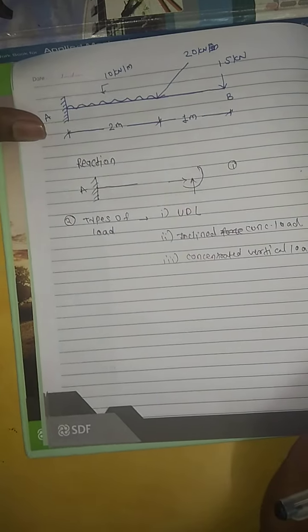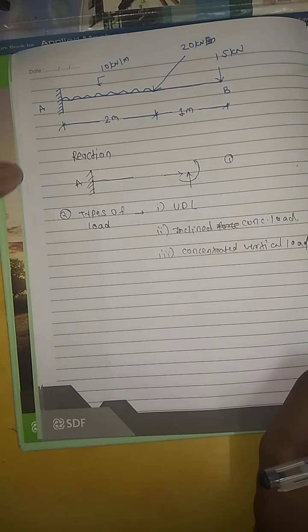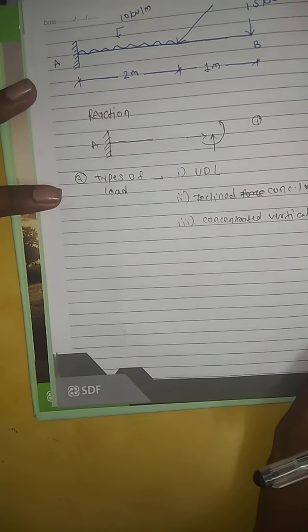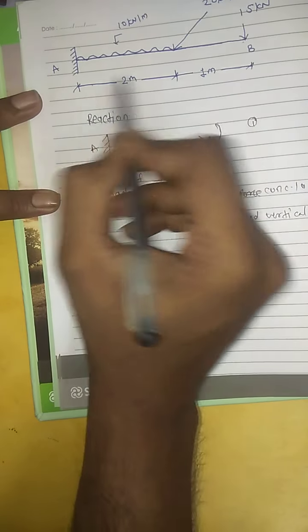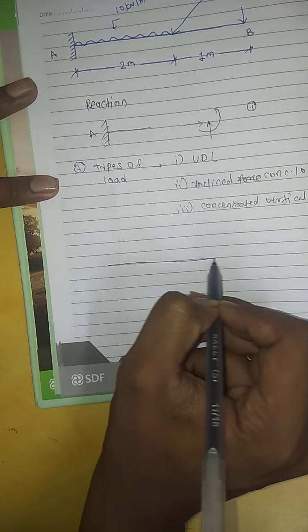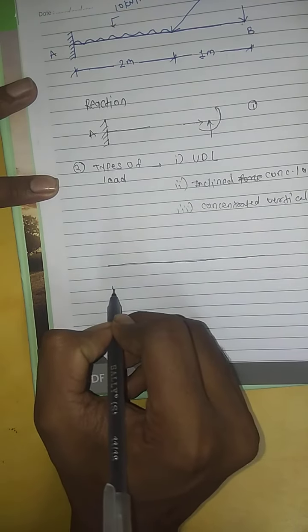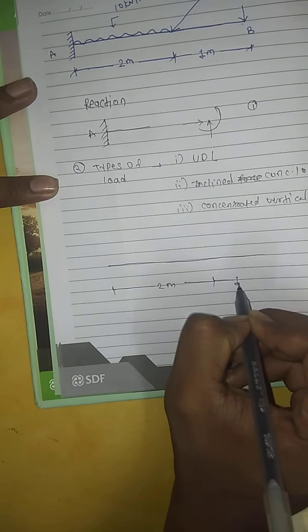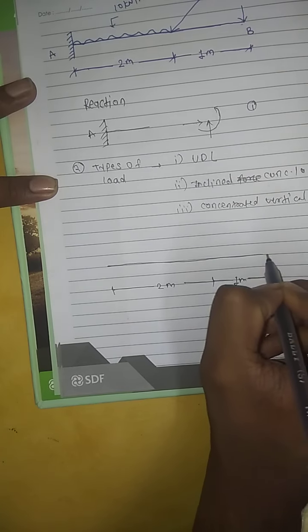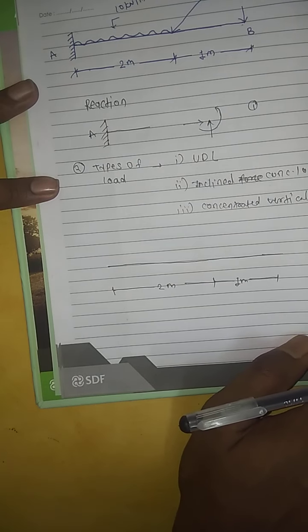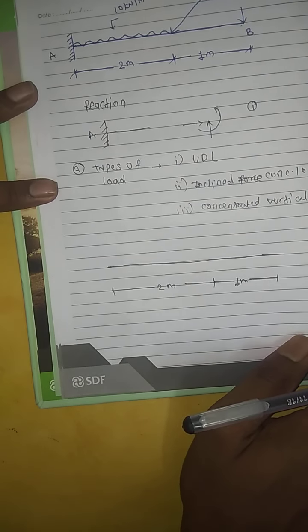No problem. So what we need to do here is to draw the free body diagram. Okay, so let's start. First draw this 3 meter length of the beam. So this is 2 meter, this is 1 meter. Now we have to show the loads, but here we will draw the free body diagrams.